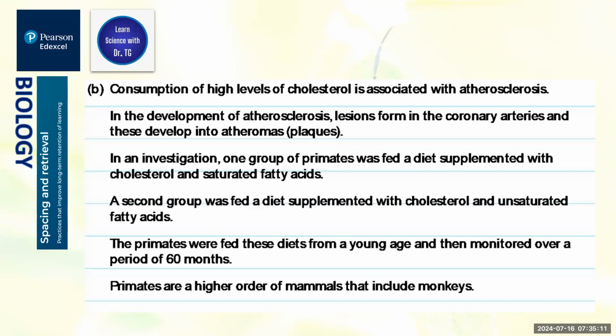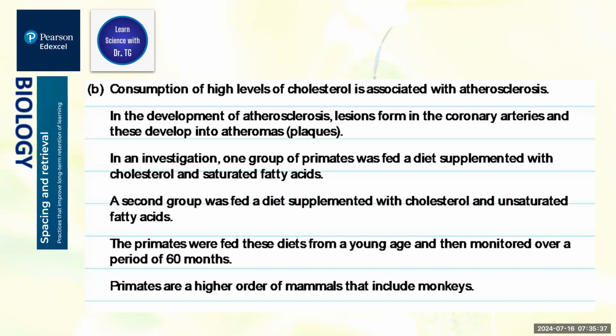Consumption of a high level of cholesterol is associated with atherosclerosis. The development of atherosclerosis lesions, the lesions referring to the fat deposits formed in the coronary arteries, develop into atheroma or plaque. So the visible appearance of this fatty deposition over time is called atheroma or plaque.